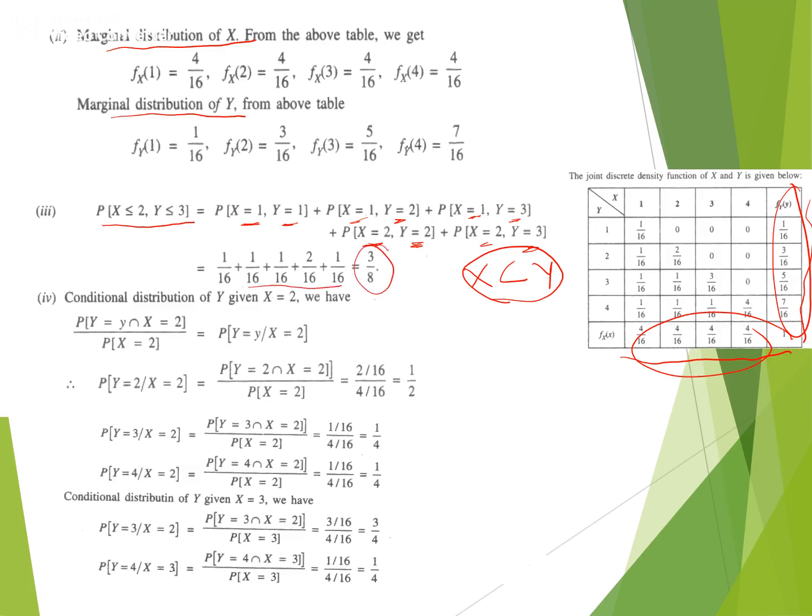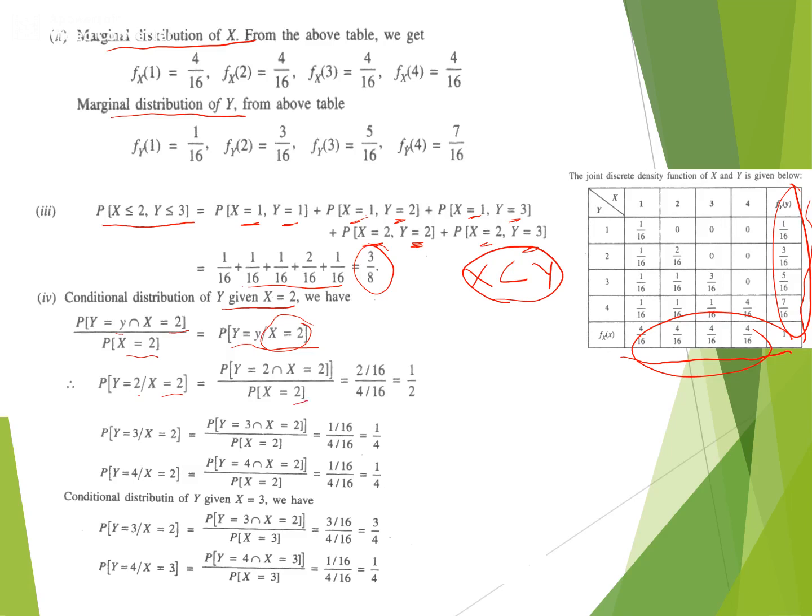Similarly, we find the conditional distribution of y given x equal to 2. So probability of y equal to y given that x is equal to 2 is probability of y equal to y intersection x equal to 2 divided by probability of x equal to 2. So let's change the value of y. We get probability of y equal to 2 given that x equal to 2. So the probability of y is equal to 2 intersection x equal to 2 divided by x equal to 2.